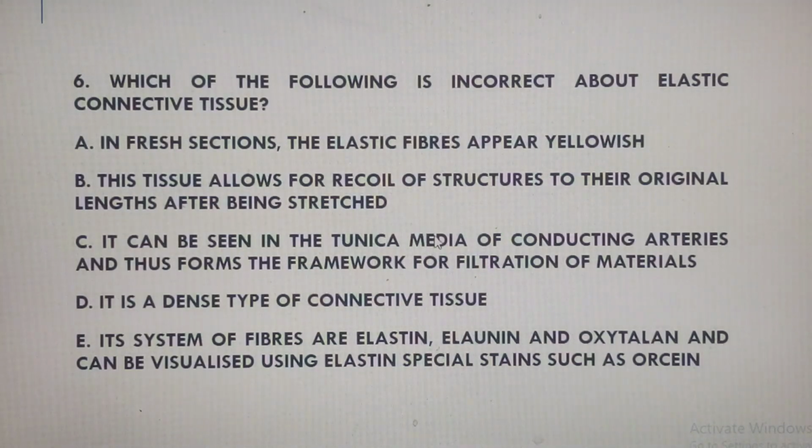In the blood vessel, you have 3 areas. The tunica intima, which is intimately associated with the blood. Then you have a middle layer known as the tunica media. Then you have the most external layer known as the tunica externa or tunica adventitia. The tunica media generally has mainly smooth muscles, but in conducting arteries they will be endowed with this type of connective tissue. But indeed, it does not form the framework for filtration of material.